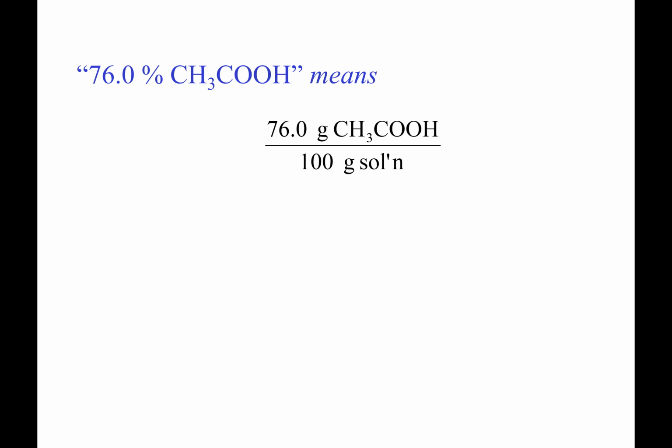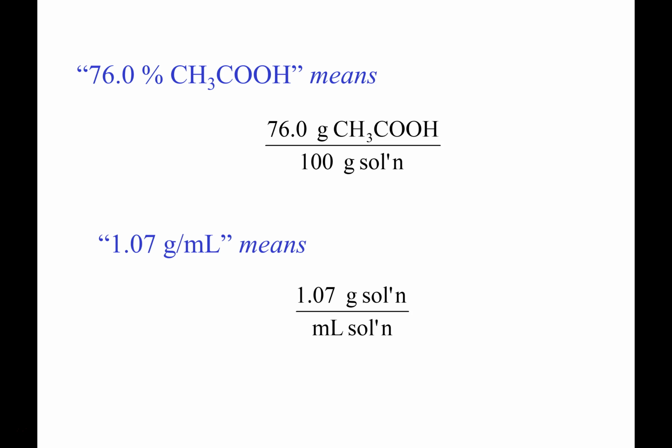All right. So this is unpacking those two that I just did on the board. You need to unpack what 76.0% means. It means what I said. And then what does 1.07 grams per mL mean? All right, so those are our puzzle pieces.